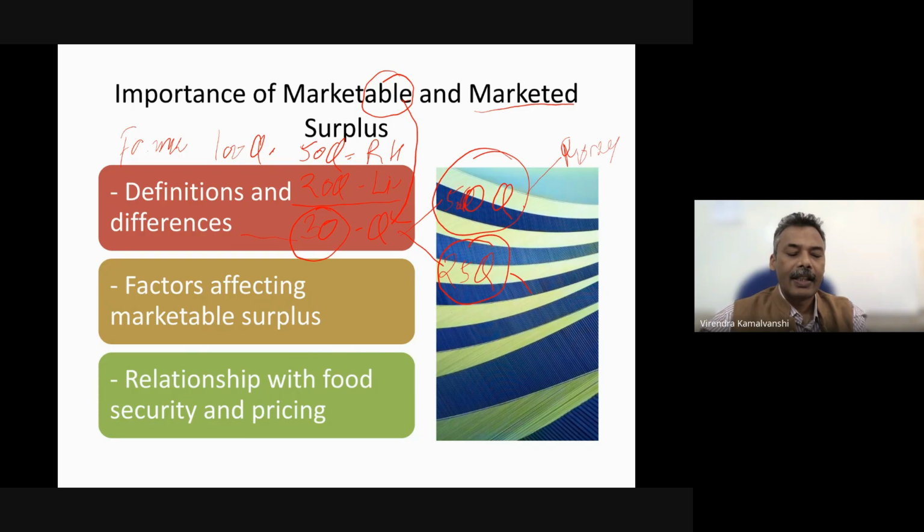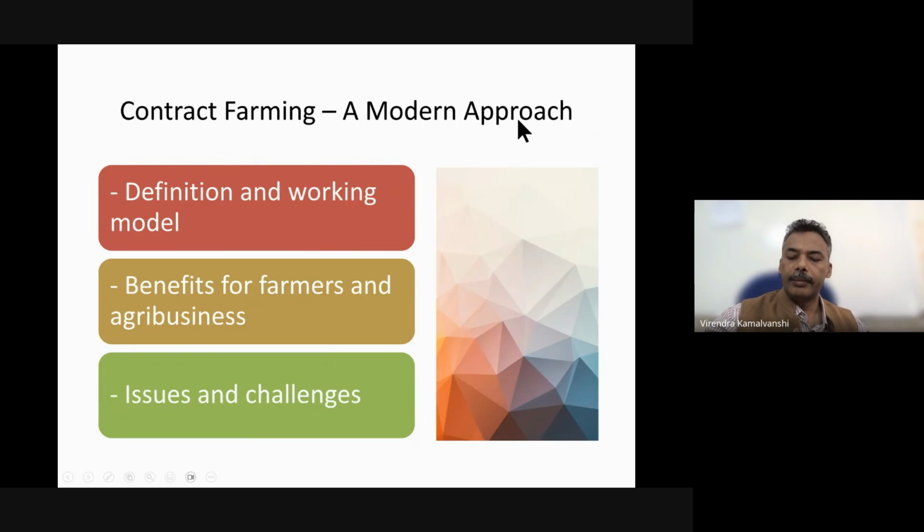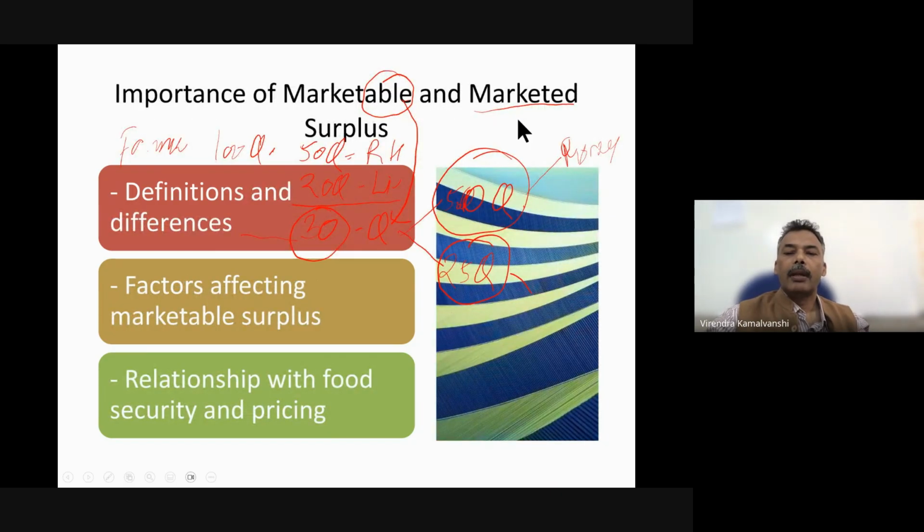Okay, let me come to it. There are two situations. One is where you can sell only 30 quintals in the market because that is the amount left out after meeting all your obligations. Now, if I go back, suppose you are selling 50 quintals.